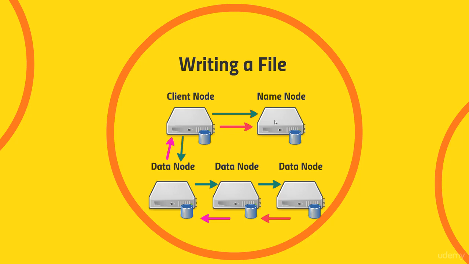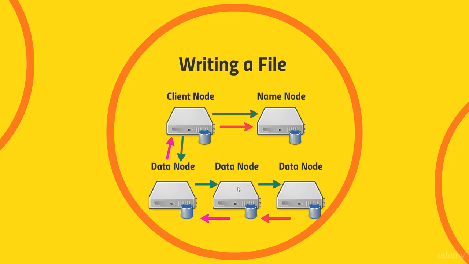So, it's a little bit complicated. Let's talk about that one more time. So again, writing a file first talks to the name node. Name node says, okay, we're going to create a new file on these data nodes. Client node talks to that first data node, and the data node says, okay, I'm going to store this block.